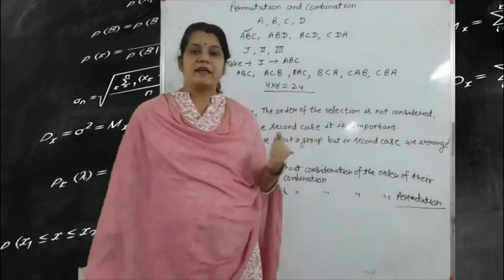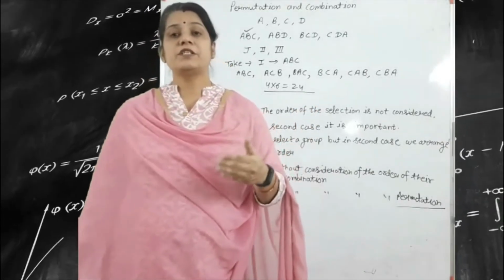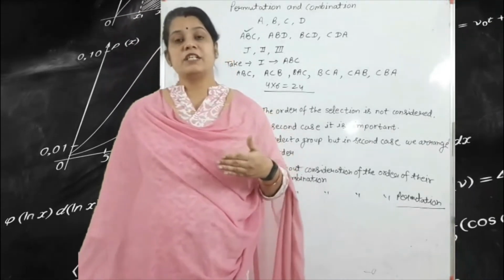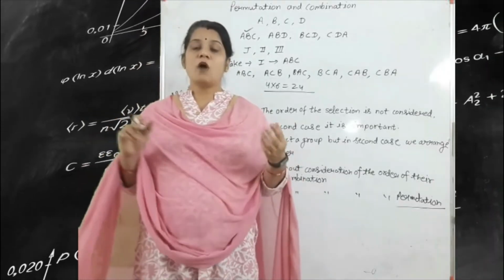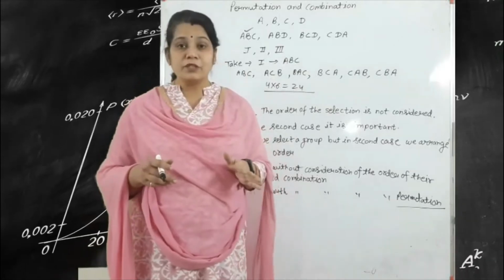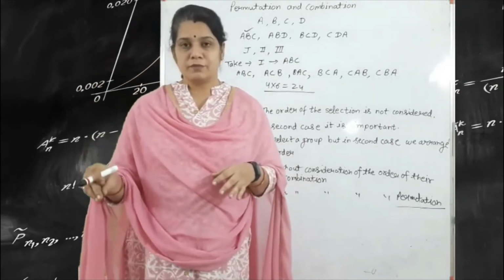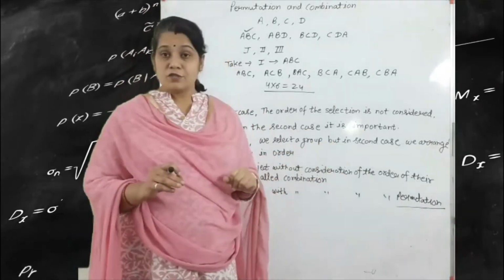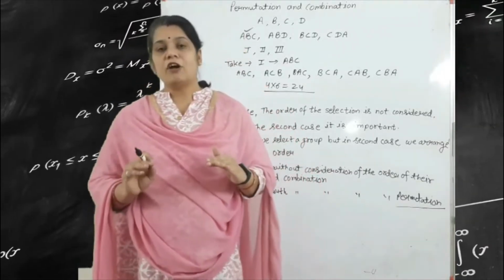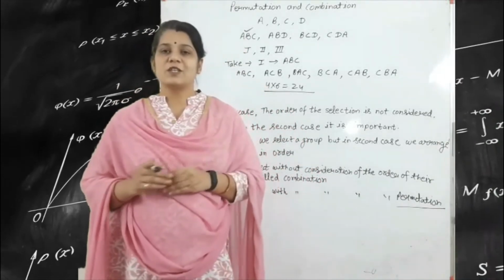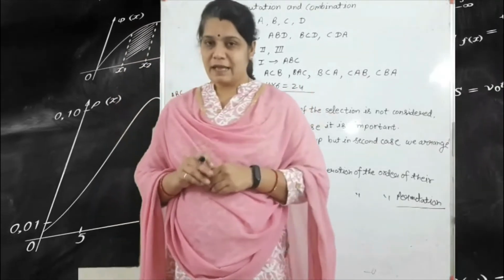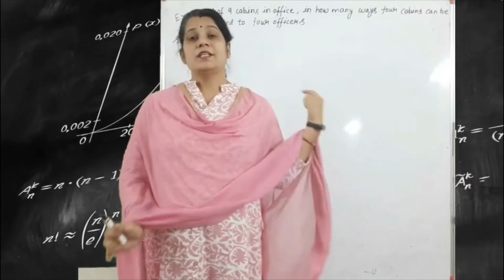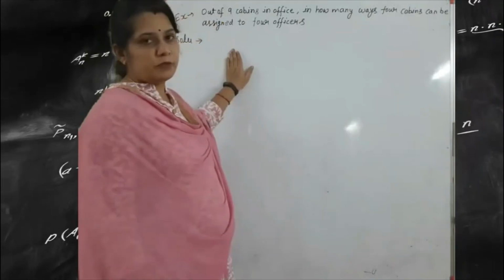Okay, so this is a simple definition of permutation and combination, and we have different types of examples depending on permutation and combination. So how do we classify whether a question depends on permutation or on combination? If we use the order of selection, this is permutation, and if we do not consider the order of selection, this is combination. Okay, so let's start our example on permutation and combination.